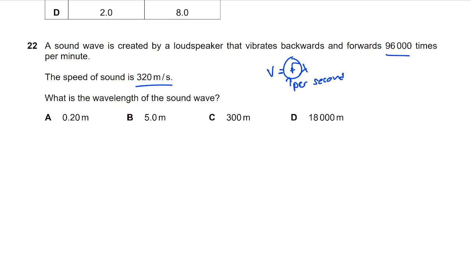So it would be about 1600 per second. So that would mean the speed, which would be 320, equals the frequency, which would be 1600, times the wavelength. If I do 320 divide by 1600, I will get 0.2 meters. So the wavelength will be 0.2 meters.